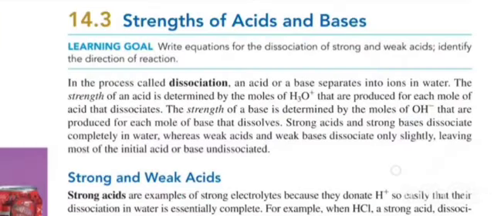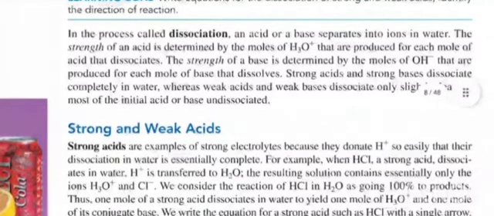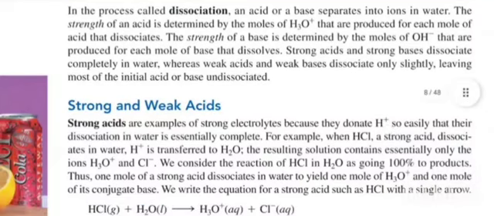Strength of acids and bases. In the process called dissociation, an acid or base separates into ions in water. The strength of an acid is determined by the moles of H3O+ that are produced for each mole of acid that dissociates. The strength of a base is determined by the moles of OH- that are produced for each mole of base that dissolves. Strong acids and strong bases dissociate completely in water, whereas weak acids and weak bases dissociate only slightly, leaving most of the initial acid or base undissociated.